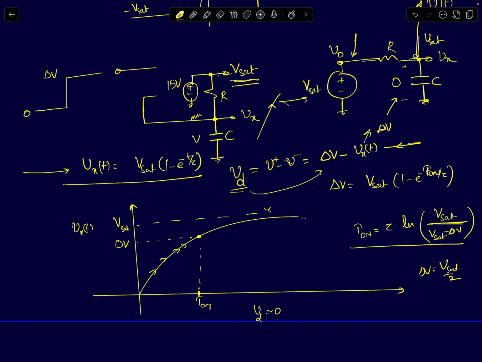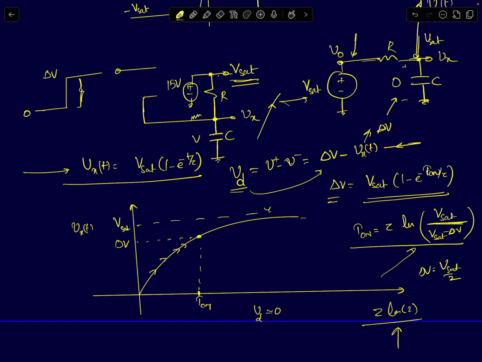So you can equate delta V and Vx of t and find out the time at which it reaches that value. That will be tau ln of Vsat by Vsat minus delta V. You can easily verify this result by substituting delta V equal to Vsat by 2, assuming the input step voltage is half of the saturation voltage. You can see that the time at which it reaches delta V will simply reduce to tau ln 2.